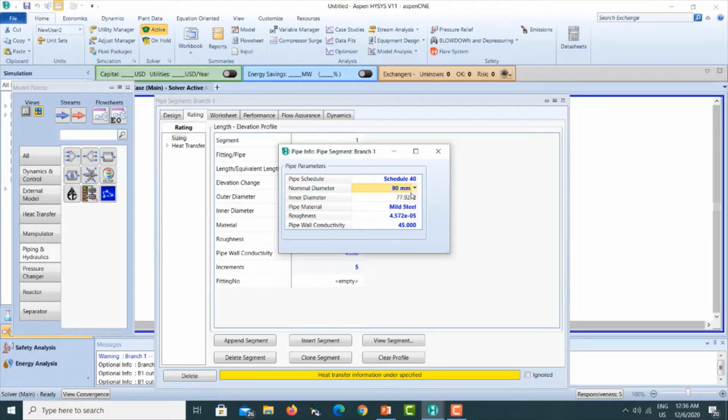After providing this information, we need to close this one.